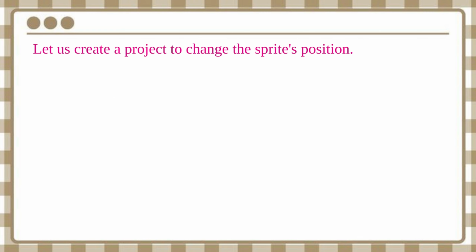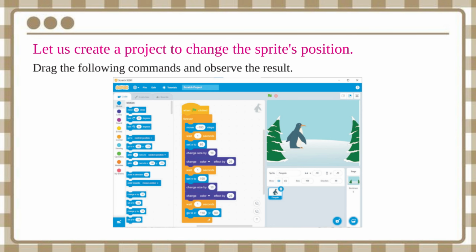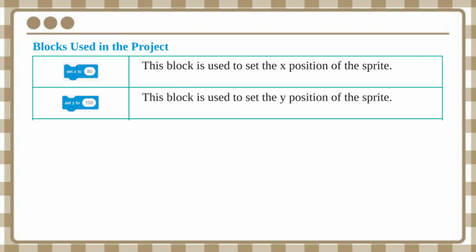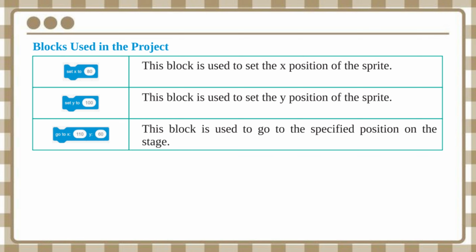Let us create a project to change the sprite's position. Drag the following commands and observe the result. Blocks used in the project. Set x to 80. This block is used to set the x position of the sprite. Set y to 100. This block is used to set the y position of the sprite. Go to x: 110 y: 60. This block is used to go to the specified position on the stage.